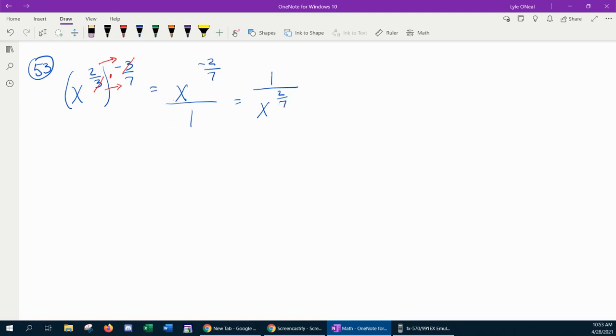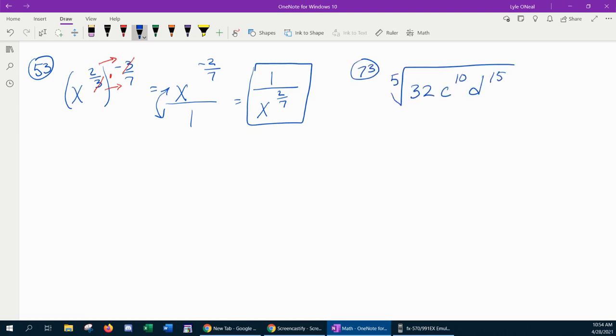Also, what you could have done, instead of just moving the x to the bottom, is you could remember the actual formula for variables to a negative power. It says that you take the reciprocal. So flipping this over would make the exponent positive. Either way, we're going to get this answer as our final answer, and that is in simplest form.